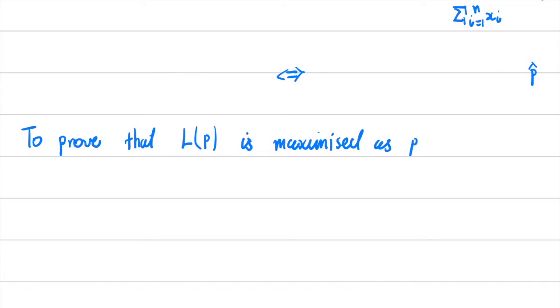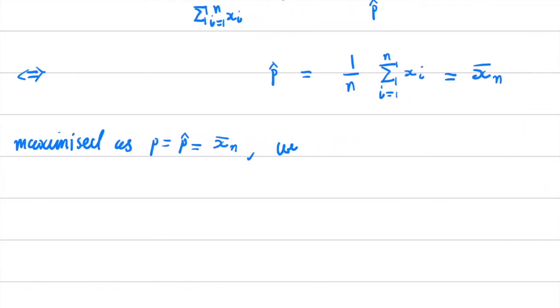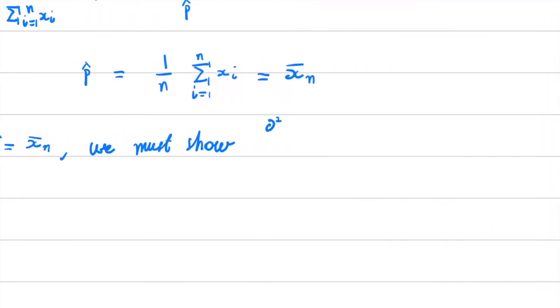So to do that, to prove that L of P, or the likelihood or the log likelihood function, either one, is maximized at P, which is P hat, which is X bar, the sample mean, we must show, remember, we have to show that the second derivative of the log likelihood function with respect to P, and I should say evaluated at P equal to P hat, is less than 0.